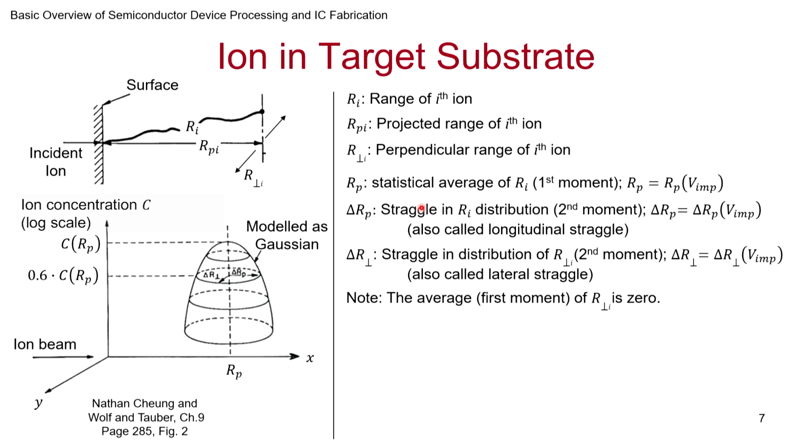Delta Rp, the straggle, which will be in the longitudinal direction, the direction of the implant, that is a second moment, okay. Second moment, which you must have all studied as the standard deviation that we talk about. This also will be a function of the bias that you are applying, and the lateral straggle also will be a function of the bias that we are applying. So these are the statistically derived parameters that we will get.